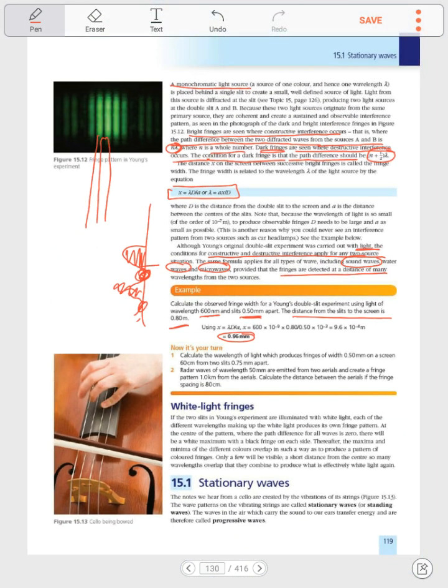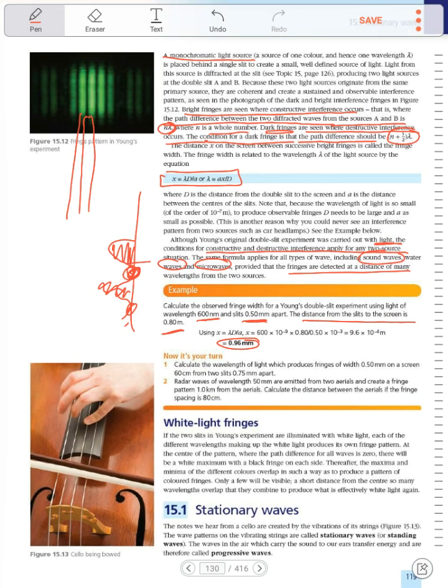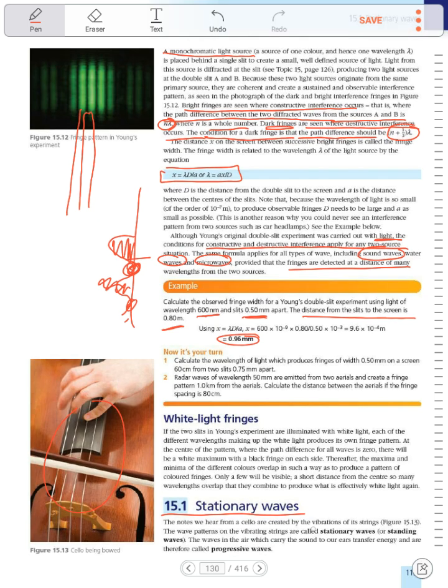Now we want to talk about stationary waves. Stationary waves are very important in devices and in musical instruments. The wave pattern on a vibrating string is called a stationary wave or standing wave. The waves in the air which carry sound to our ears transfer energy and are therefore called progressive waves.